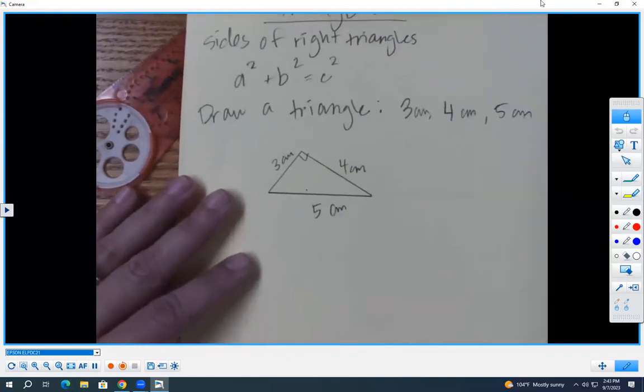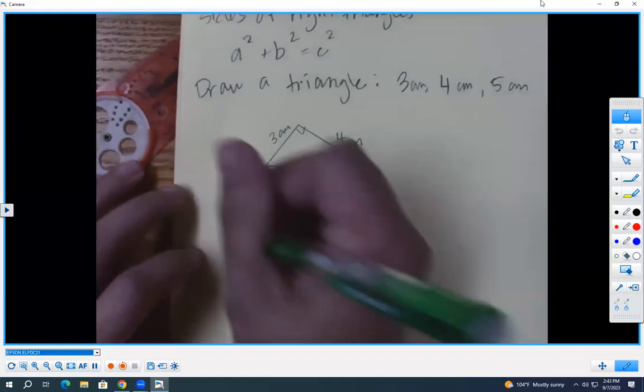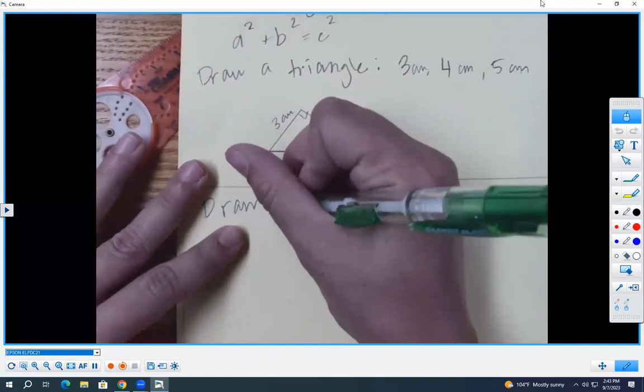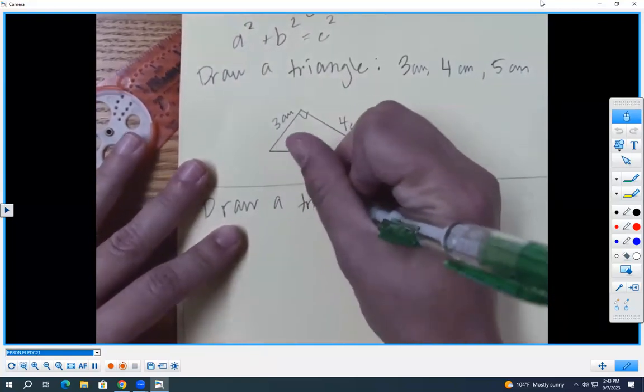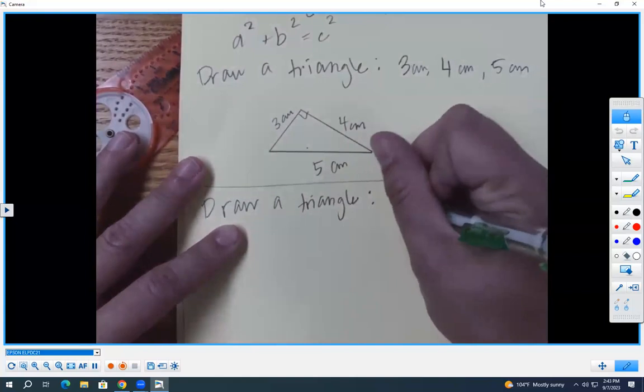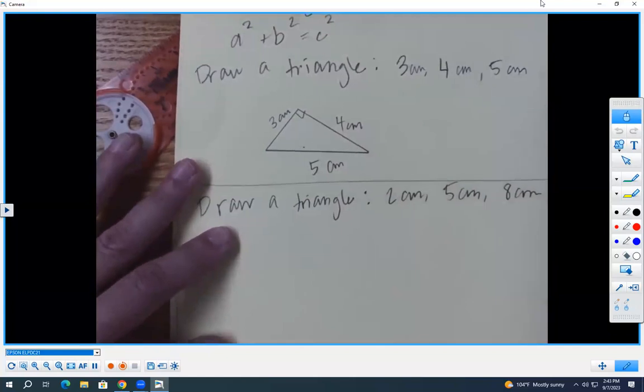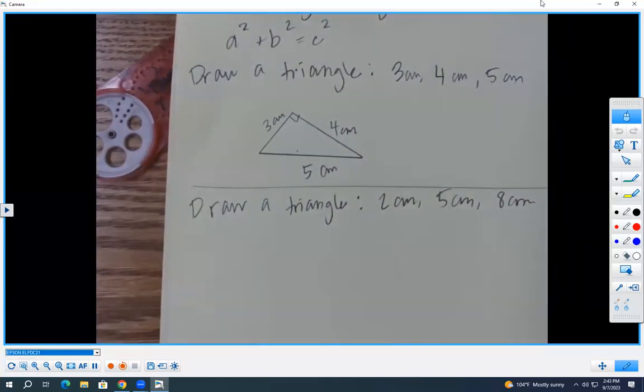Okay, this time, I'll give you a second to finish that up. This time I want you to draw a triangle with these lengths: 2 centimeters, 5 centimeters, and 8 centimeters. What do I do if I don't have a second ruler? I can just get you a ruler right here. Sorry, I should have told you. Didn't realize I would need 2.